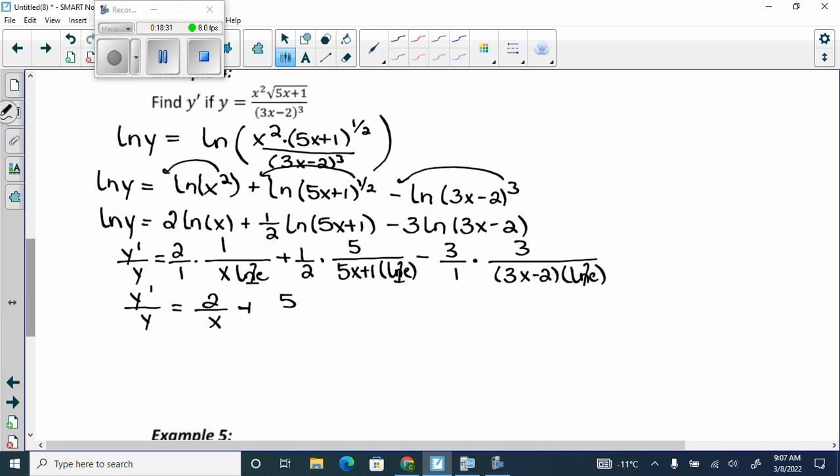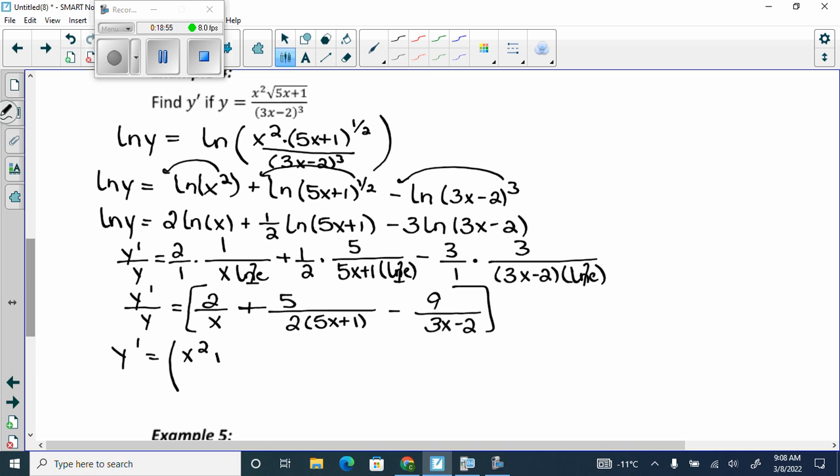Okay, so we get y prime over y equals 2 over x plus 5 over 2 times 5x plus 1 minus 9 over 3x minus 2. And then what do we have to do? Multiply the y up. So you can bring the y up yourself and then do 2 steps, or you can fill that in right away, which I'm going to do: x squared root 5x plus 1 over 3x minus 2 cubed.